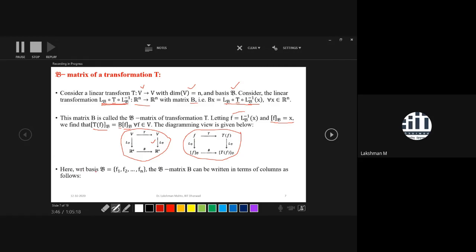Here, take a basis having elements f1, f2, up to fn. Then what would be your beta matrix B? It can be written in columns, like this way. Take any basis element. First, find the coordinate of the image of the basis element fi. How can you write fi as a linear combination of other basis elements? Can we write it as a linear combination of the other basis elements? No. Why?